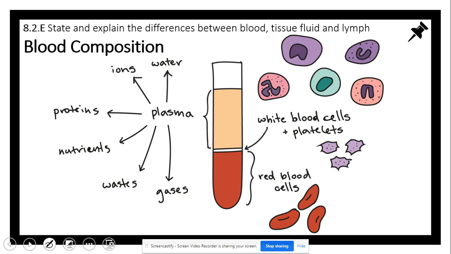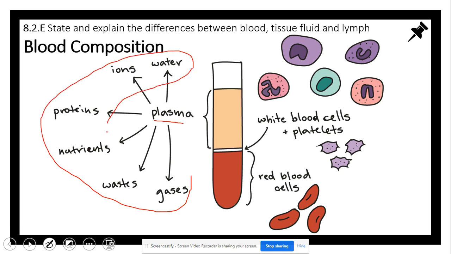Okay, blood composition. So again, here's the plasma. All this stuff in it, pretty much just water with other stuff in it. Red blood cells, I don't think you need to know these numbers, but about 45% red blood cells. I think like 55% is plasma, and then it's going to be less than 1% white blood cells and platelets. So really, mostly red blood cells, mostly plasma.